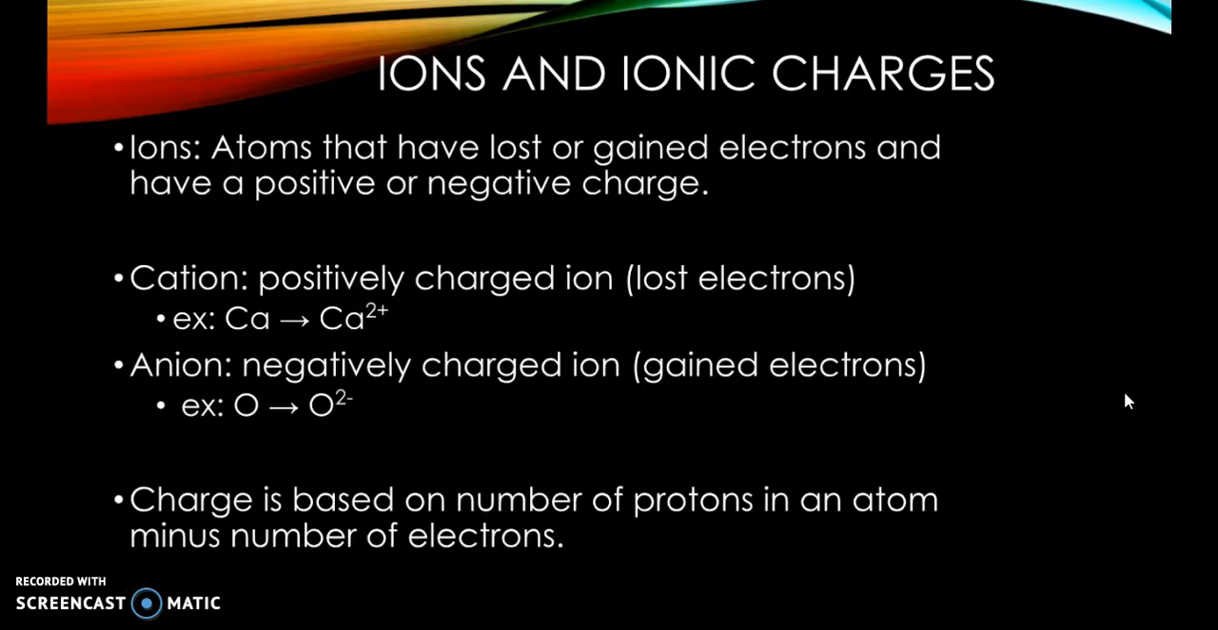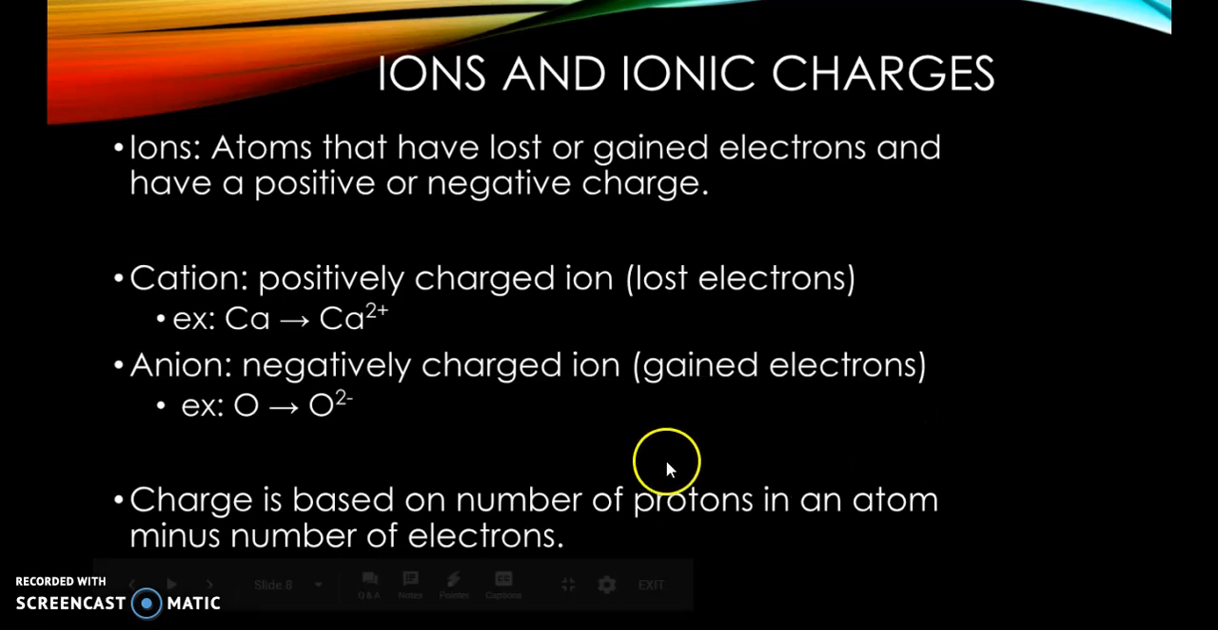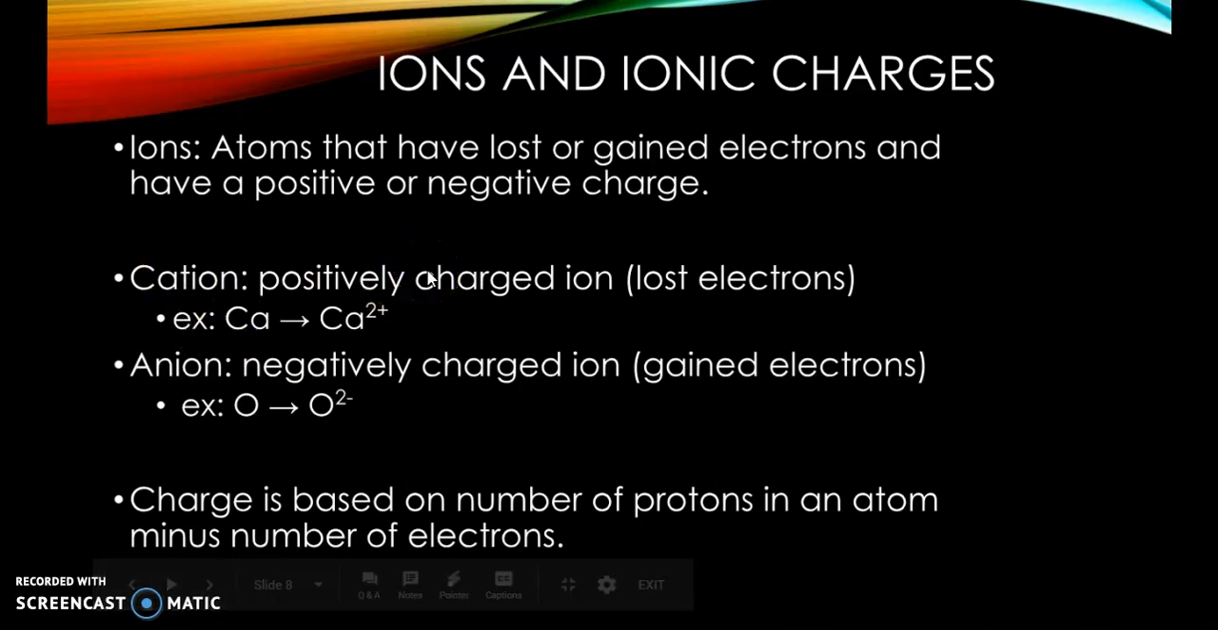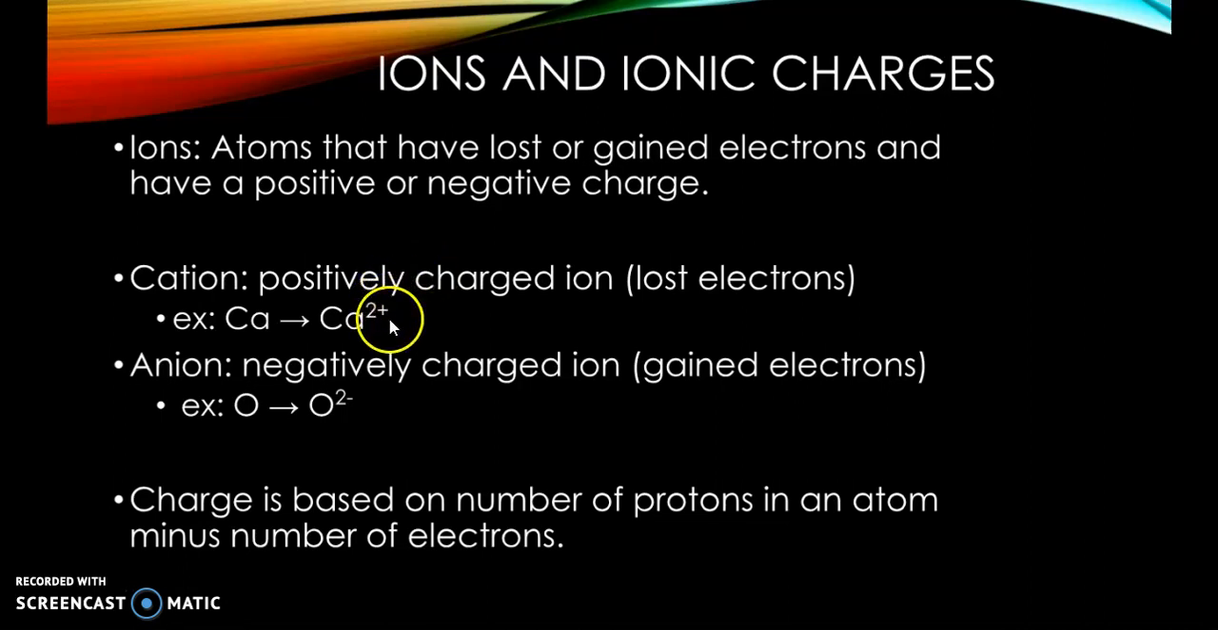So let's jump and talk about ions a little bit. You guys know ions have a different number of protons than they do electrons, and that's what gives them their charge. So ions have either lost or gained electrons. They're either positive or negative. If they are positive, that's called a cation, a positively charged ion. The way that I remember that, cat has a T in it, like a positive sign. So a cation is a positive ion, and it's lost electrons. Anions are negatively charged ions, and they have gained electrons.